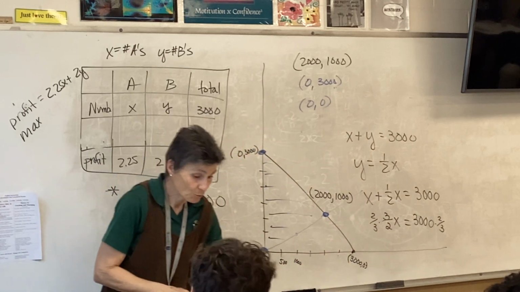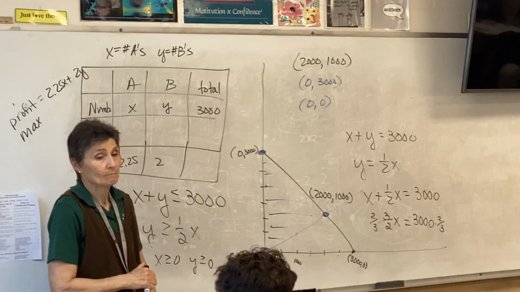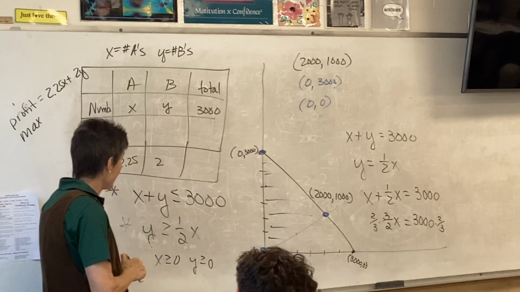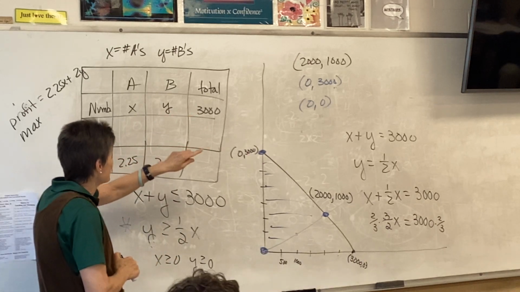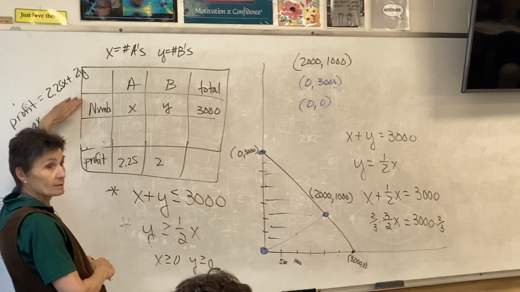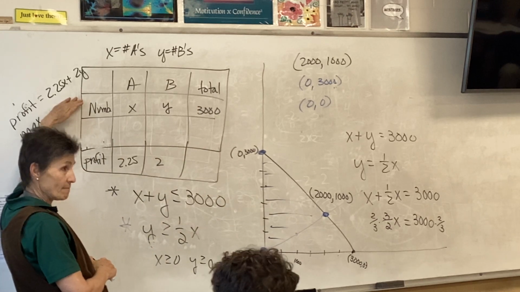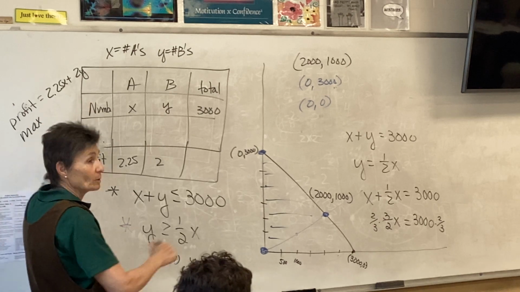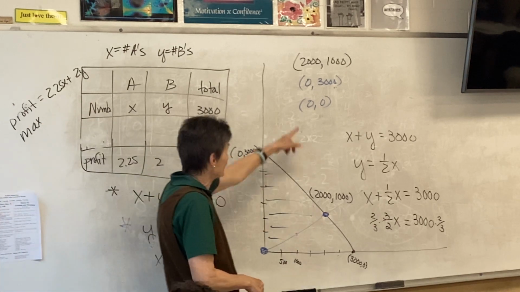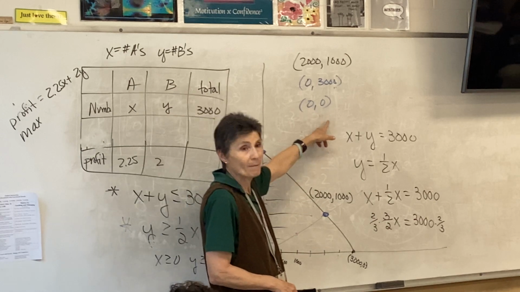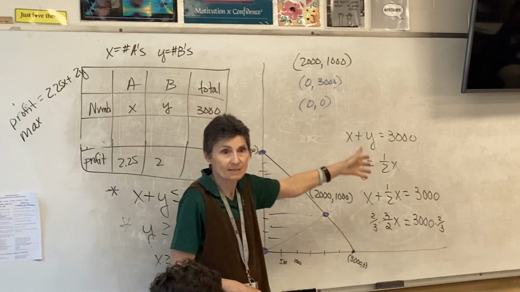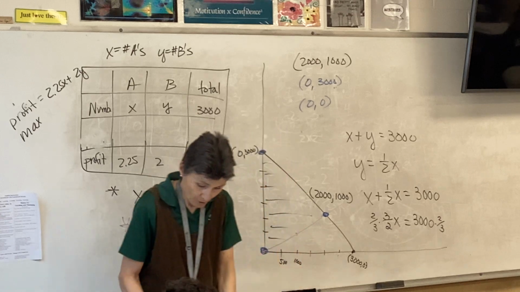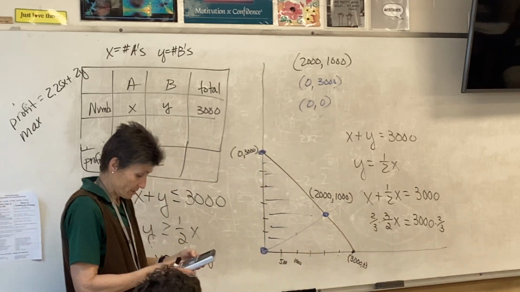So what do I do now? Plug them in. I take each of those 3 points and plug them in right here, and I'm looking for the biggest one. I will leave that to you. Clearly it's not this one. This says if you don't make anything, you don't make any money, obviously. So you can do that and figure out what the answer is.